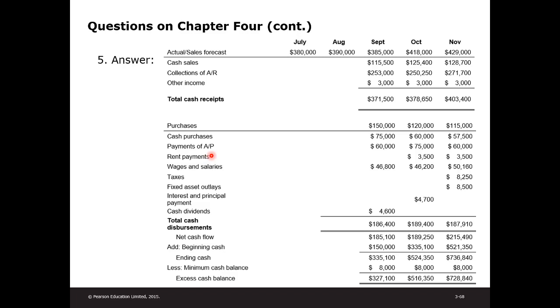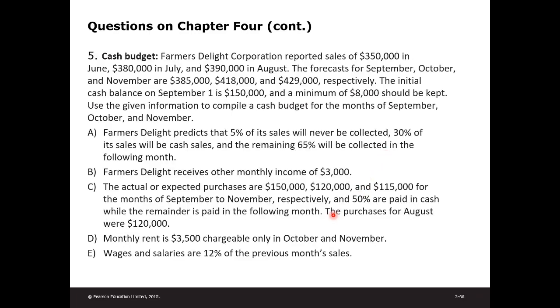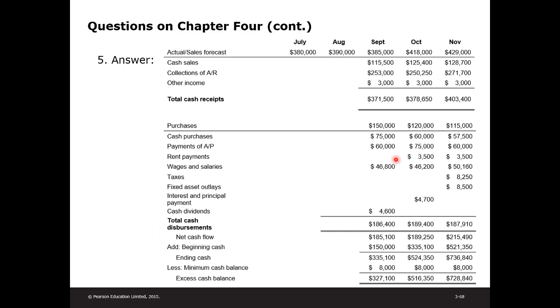Next we will calculate the accounts payable, or the one month lag of cash purchases, starting with the first month, which is September. We will multiply 50% by this number, which is August purchases, $120,000. So this will give us $60,000, and the same thing for October and November. In October, we will multiply 50% by $150,000, which will give us $75,000 for October, and so on.